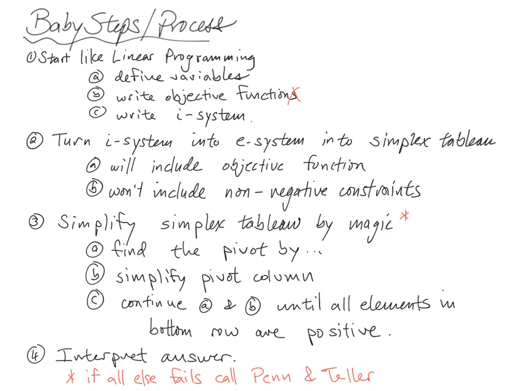And we will continue this process. We will have to find another pivot if we can and simplify that pivot column using row operations. And then we just keep repeating A and B and A and B until all the elements in the bottom row are positive. And then at the very end, once we have a bottom row with all positive elements along it, we can interpret our answer.